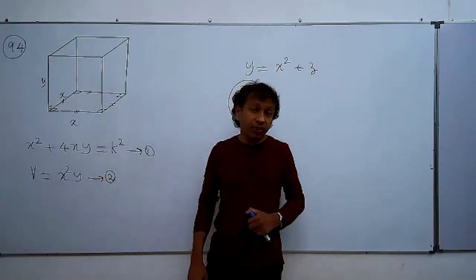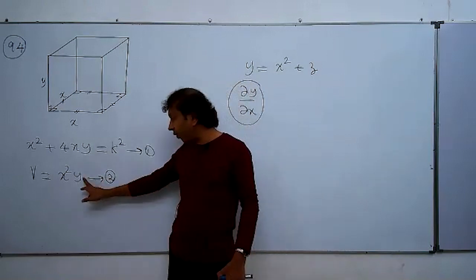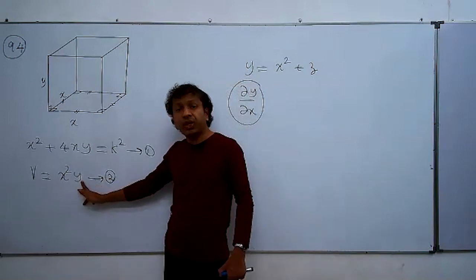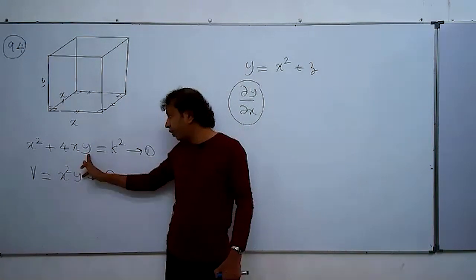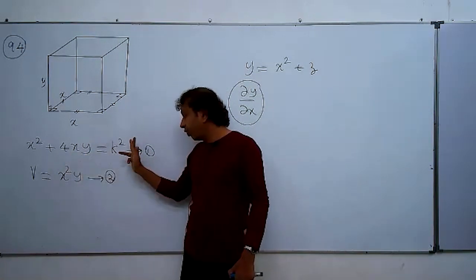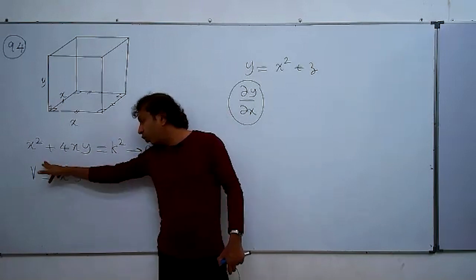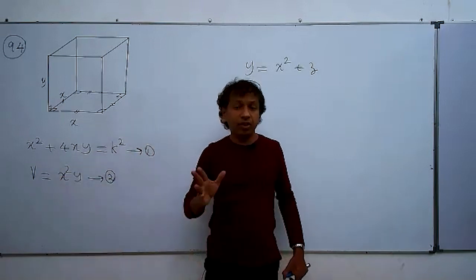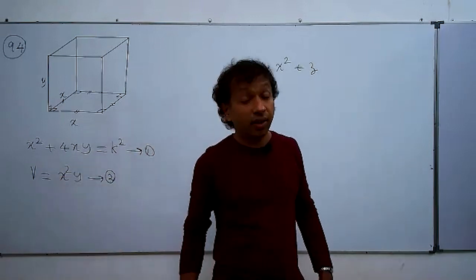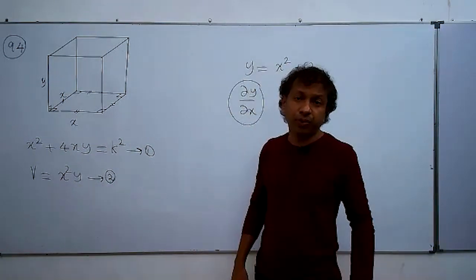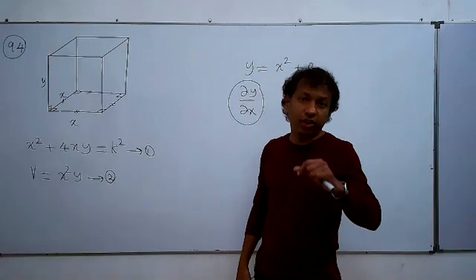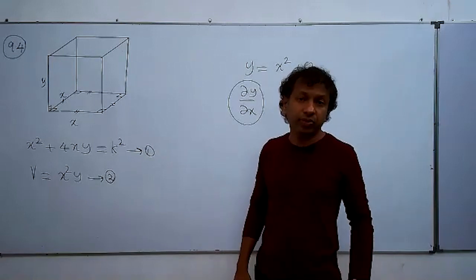Using this constraint equation, we make one variable the subject in the objective equation. Once you make y the subject from this, it will come in terms of x. If I put that here, then this volume V will be a function only of x. Now we can differentiate that volume V with respect to x because its right hand side has only one variable. That's the usual method.